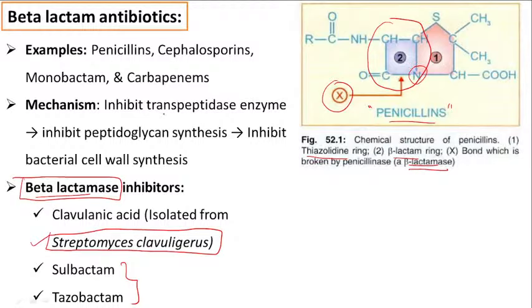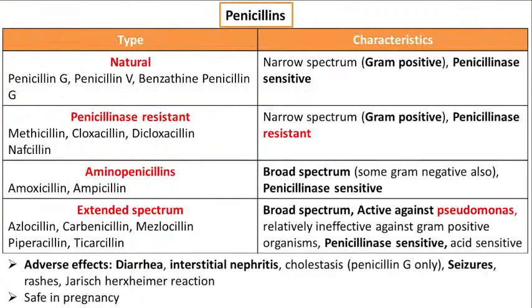What is the mechanism? Beta lactam antibiotics inhibit an enzyme called transpeptidase, because of which peptidoglycan synthesis does not occur, and because of that bacterial cell wall synthesis does not occur. So that's the simple mechanism. Now let's see what questions can be asked from this.